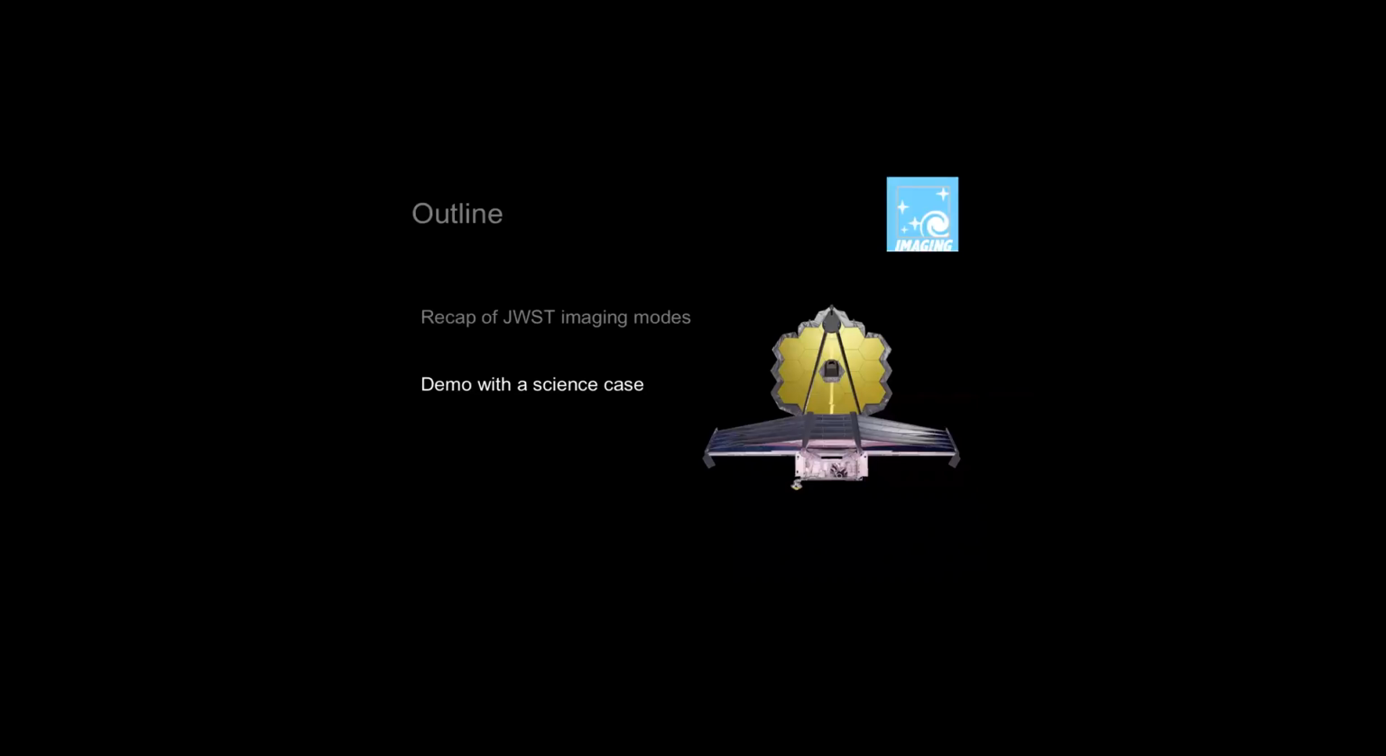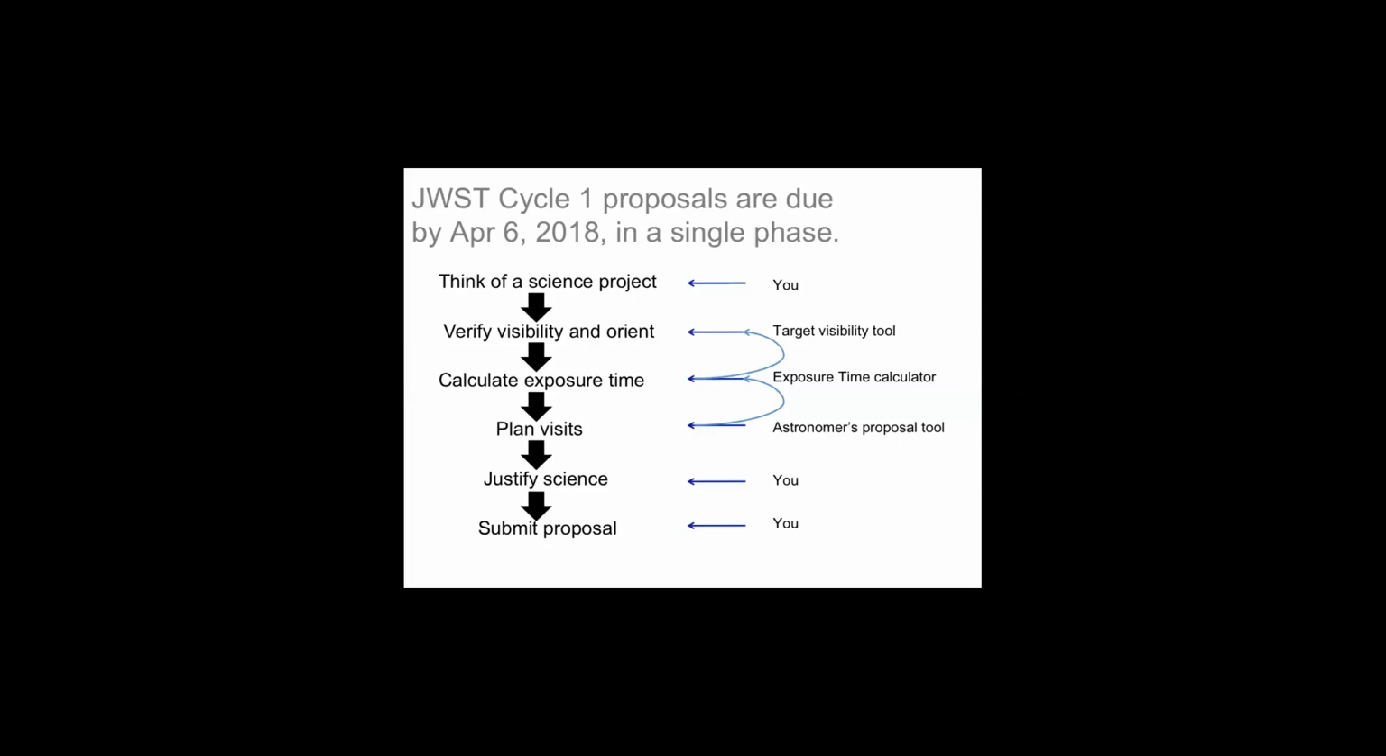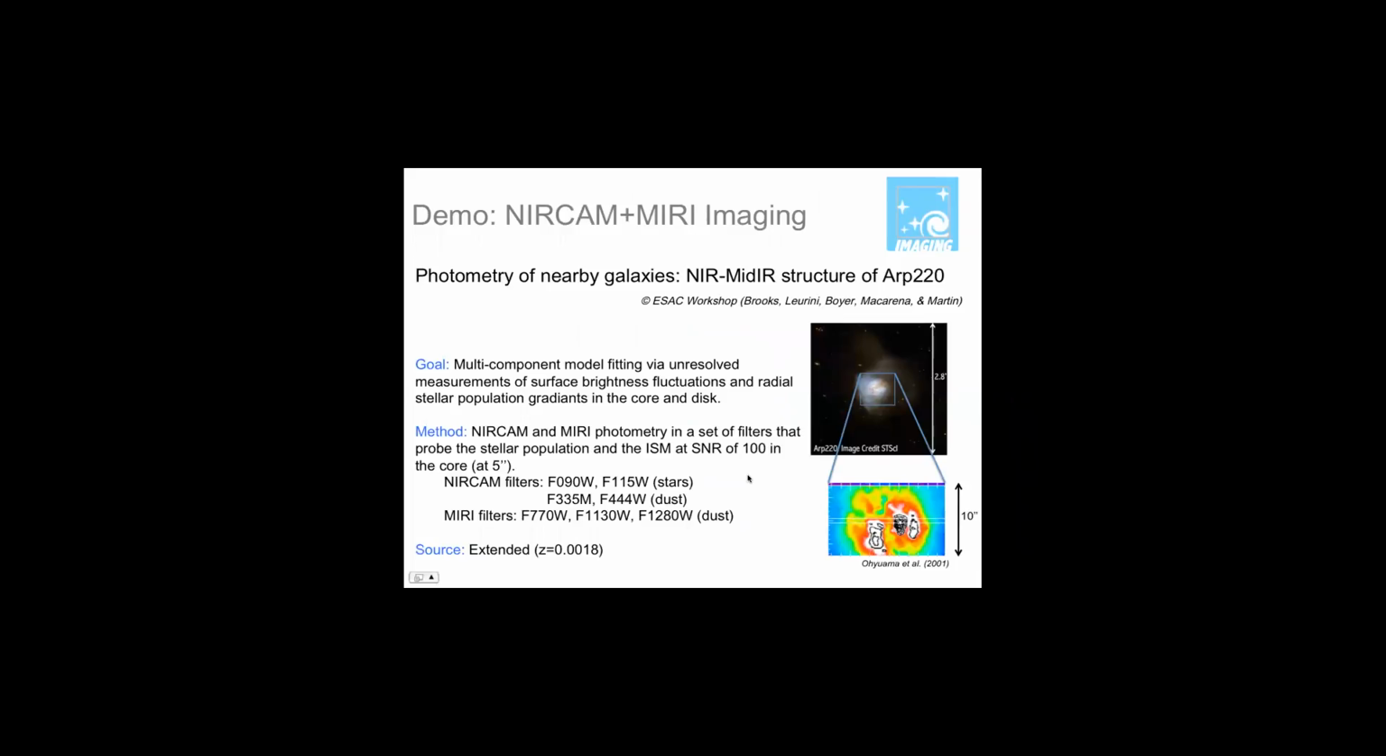All right. So the science case actually, so we will go through every step here. So we'll design the science project, we'll go through the ETC, the APT, and we will mimic a submission, basically. So today we are interested in a photometric measurement of the nearby ultraluminous infrared galaxy, ARP 220.